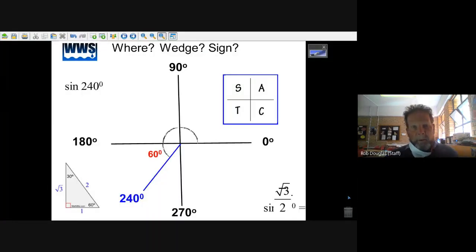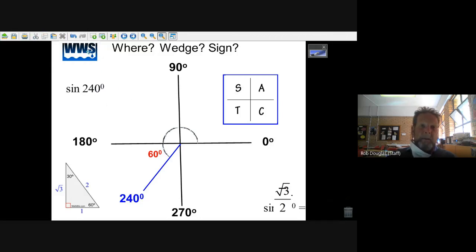Okay, today we're going to look at our first sort of application of reduction formula. We're going to take the sine of 240 degrees, and without a calculator, we're going to work out what it is. And this is how you do it. I have a little shorthand for working things out.